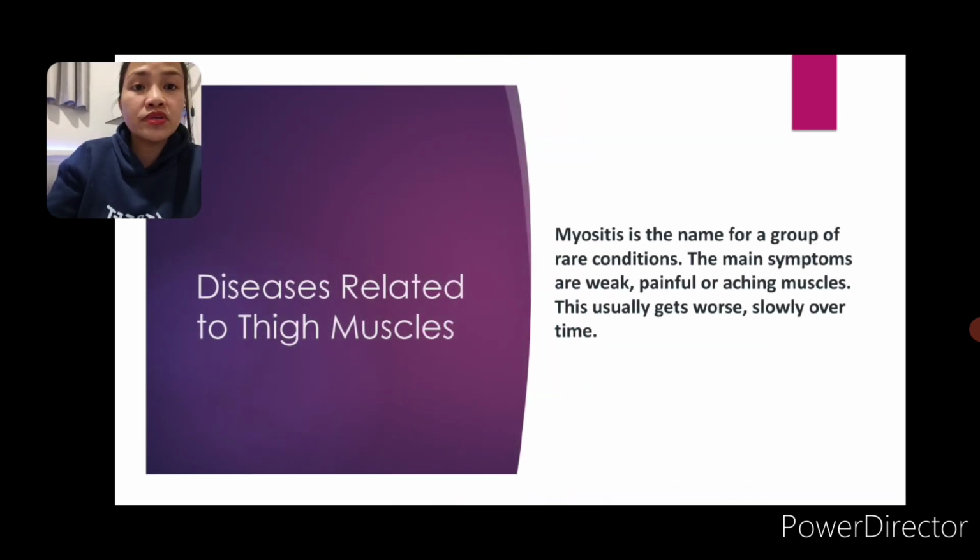Now let's talk about the diseases related to thigh muscles. The most common one I found is myositis. Myositis is the name for a group of rare conditions. The main symptoms are weak, painful, or aching muscles. This usually gets worse slowly over time.